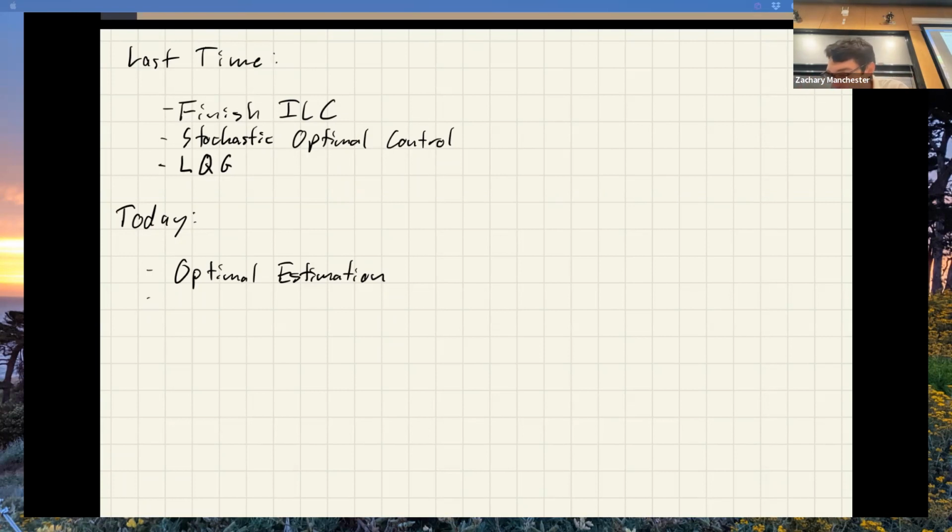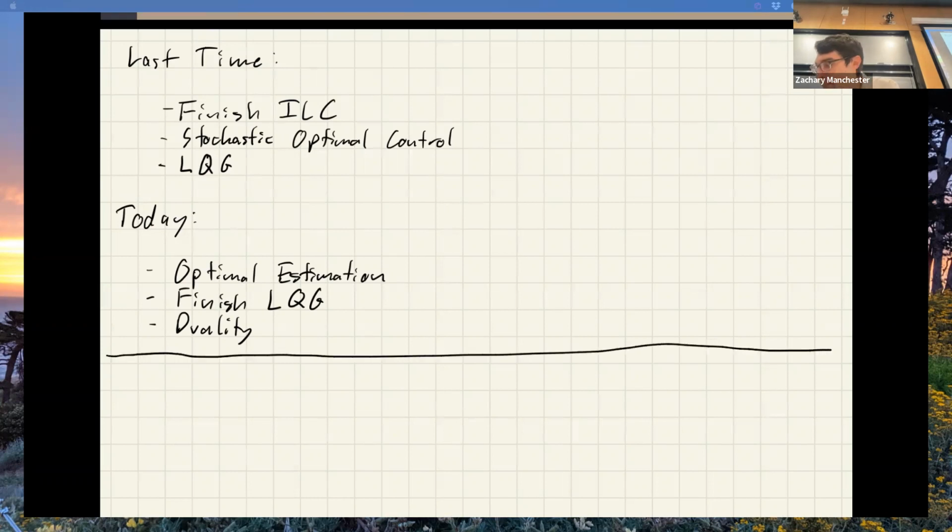So today we're going to finish this LQG story and show the full thing all together, and then introduce this duality idea, which goes really deep and is pretty interesting. All right. Any questions about any of that?